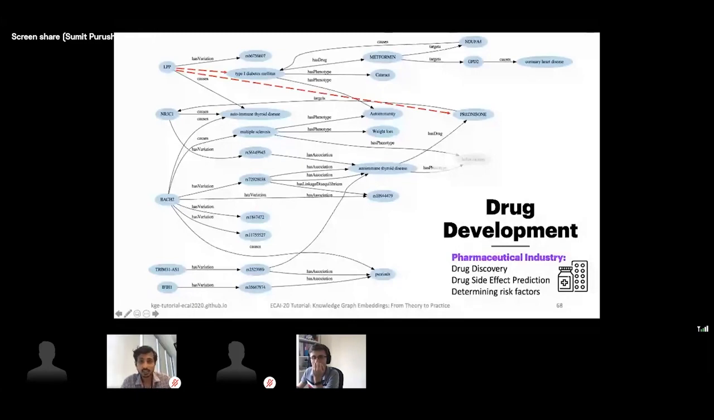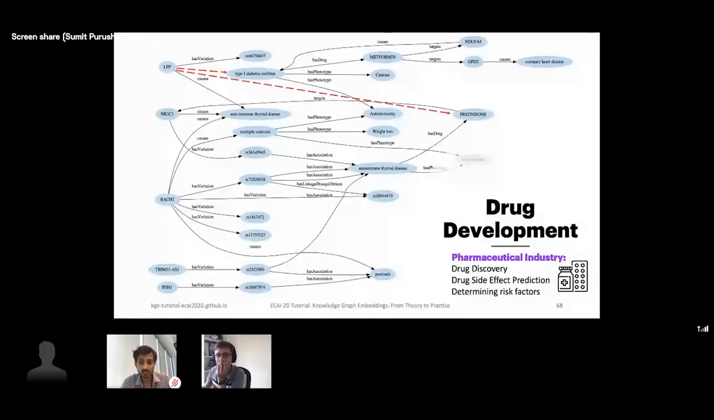In that case, you'd build a knowledge graph like this by combining different data sets about genes and genetic associations and so on. And once you have that knowledge graph, you can use knowledge graph embedding models to learn from these kinds of graphs and do link prediction and knowledge discovery on top of it. The red lines that you see here could be predicted by the knowledge graph embedding model. Once it learns the complex interactions, it predicts these kinds of associations that might exist in this data set.